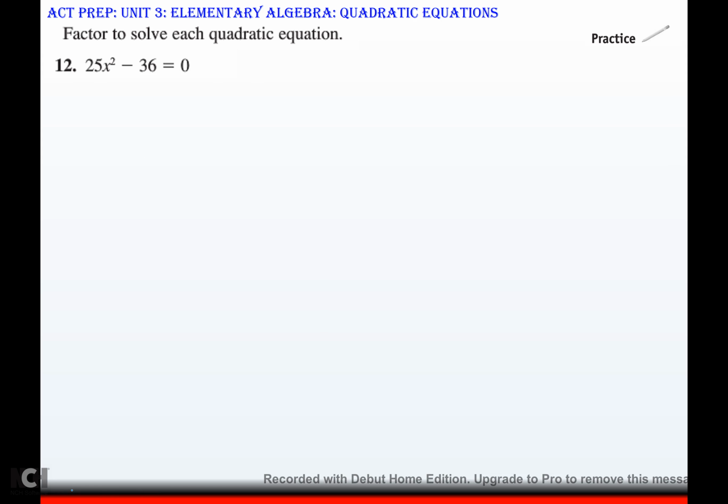Alright, on this one, I noticed 2 terms, and they look perfect squares, and it's a minus. That's difference of squares. The square root of 25x squared is 5x. The square root of 36 is 6. So binomial, binomial, plus and minus. And my terms are going to be 5x plus 6 and 5x minus 6.